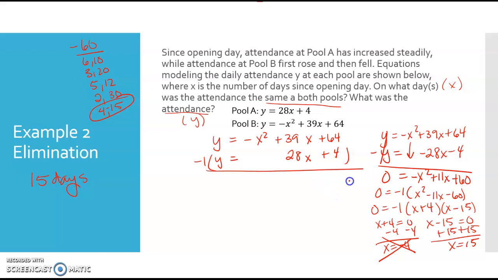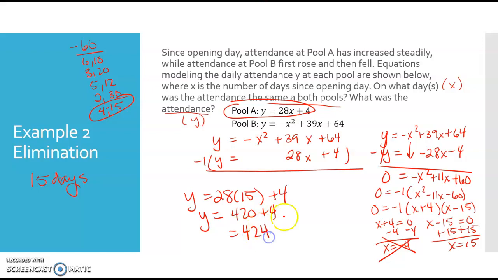And then from here, I just need to solve for y. The easiest one to plug into is Pool A, y will equal 28 times 15 plus 4. Again, just like before, you could plug into either equation. It's just the linear one means I don't have to square anything. And it has less negatives when I use the original. So this one's just simpler. So we're going to take 28 times 15 and get 420. And you add 4. And so our attendance that day was 424 people. So 15 days, 424 people.